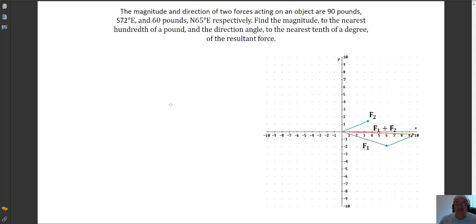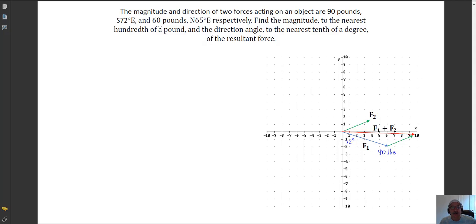All right, this last example could be the killer. It says the magnitude and direction of two forces acting on an object are 90 pounds at south 72 degrees east. So here's what I did here. I'm going to put my 72 degree angle here. I'm calling this first vector F1. So this is going to be 90 pounds is the force on it, which we're going to learn is its magnitude in physics.